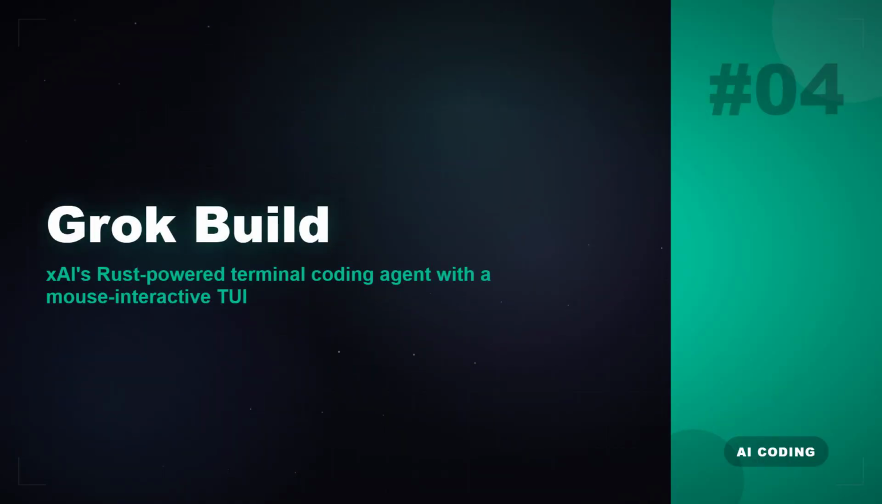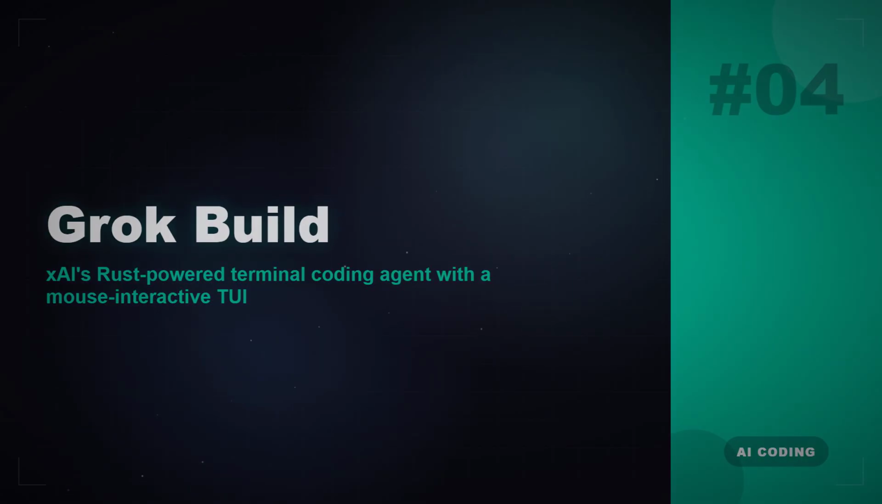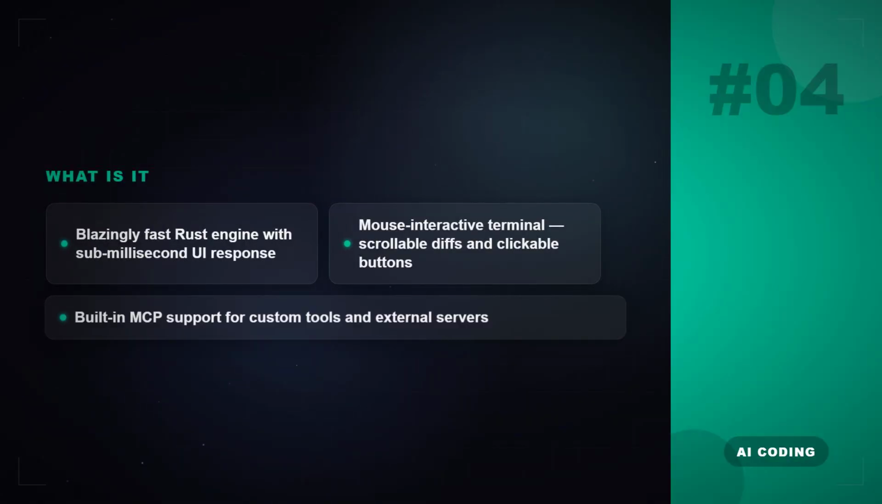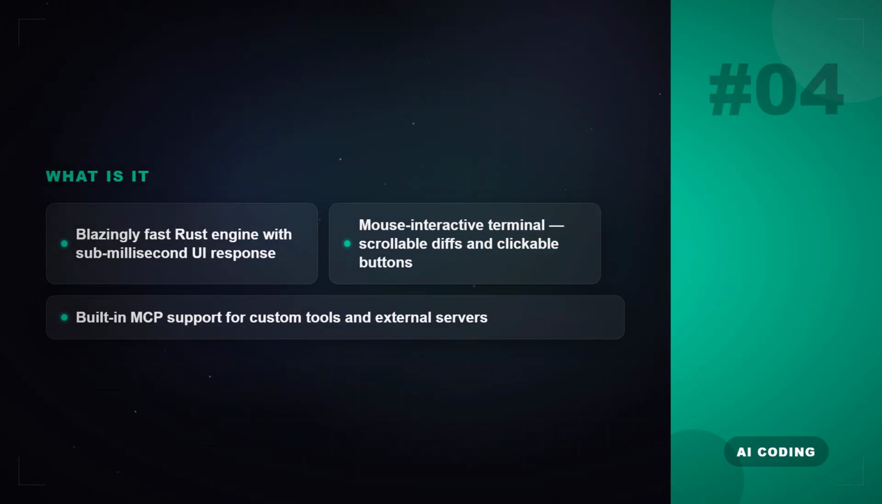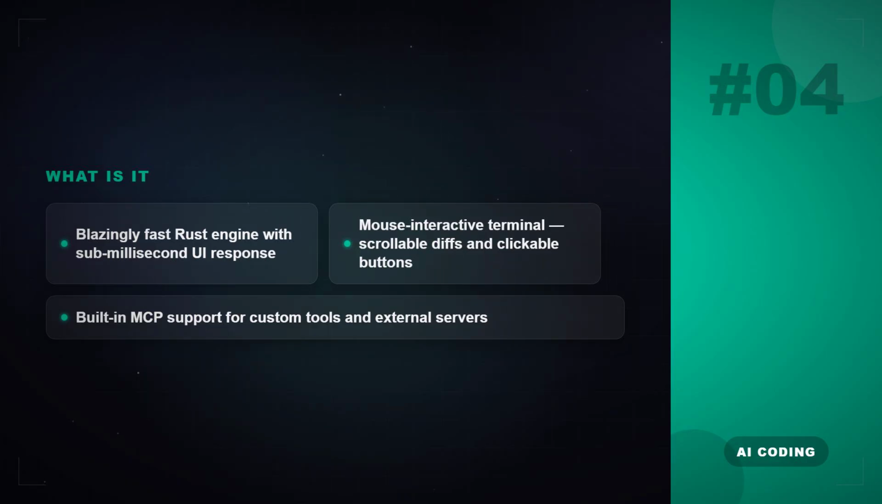Number 4. Grok Build. xAI's Rust-powered terminal coding agent with a mouse interactive TUI that's blazingly fast. Grok Build is built entirely in Rust with sub-millisecond UI response. It features a mouse interactive terminal with scrollable diffs and clickable buttons. And it has built-in MCP support for custom tools and external servers. Open sourced by xAI in mid-July, it gained 8,700 stars in 48 hours.